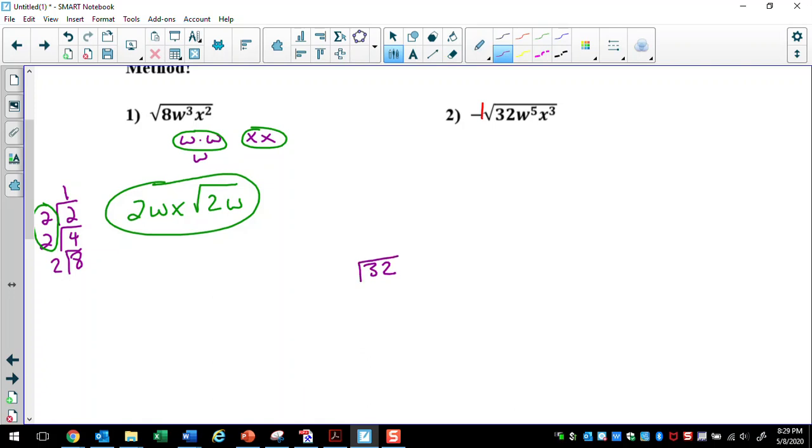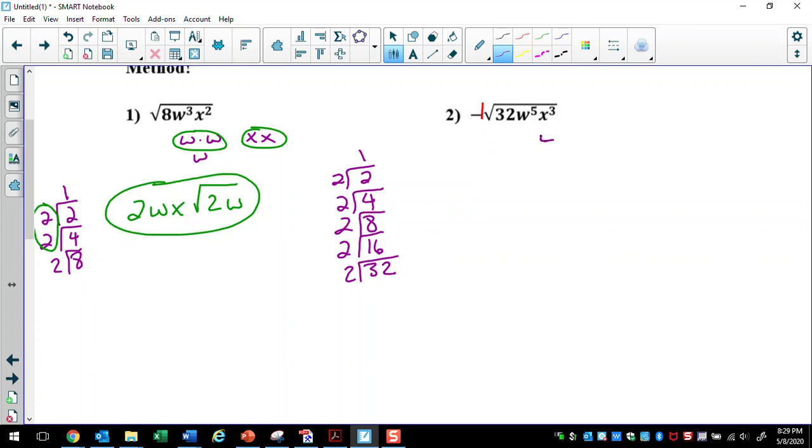So the smallest prime number that can go into that is 2. And that can go in 16 times. 2 can go into that. 2 can go into that. And 2 can go into 4. And 2 can go into 2, one time. Alright, now I'm going to take a look at my variables.